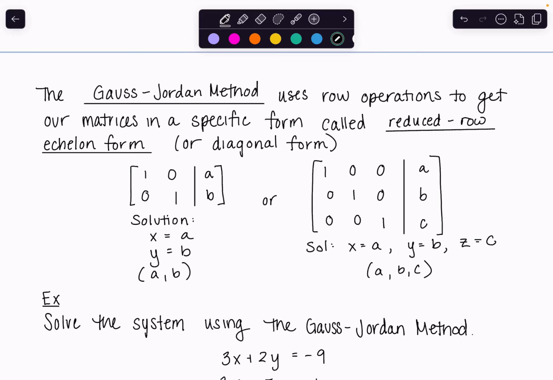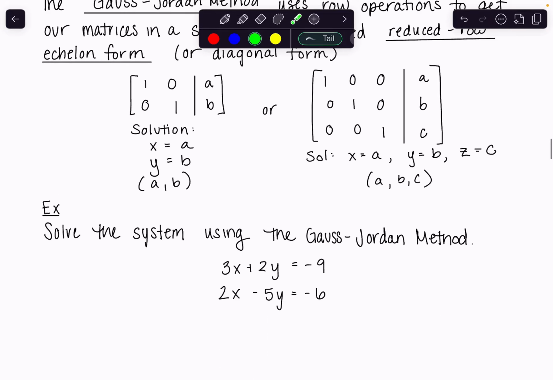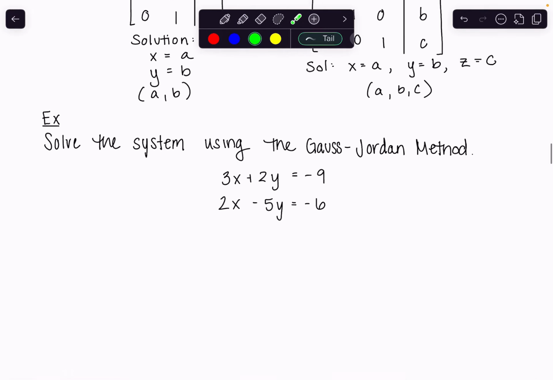So I'm going to do an example for both a 2x2 system and a 3x3 system. We'll start with a 2x2 system with two equations and two unknowns, just to get in the habit of this. Then we'll jump into three equations and three unknowns, and I'll show you a different method where you don't necessarily have to get zeros everywhere. Okay. So we're going to solve this system using the Gauss-Jordan method.